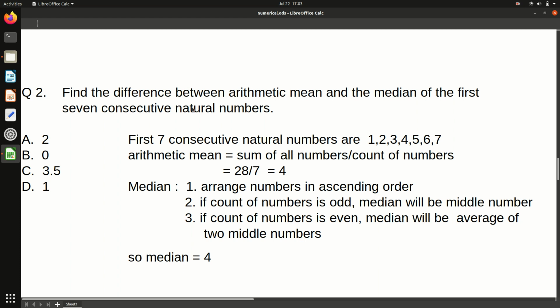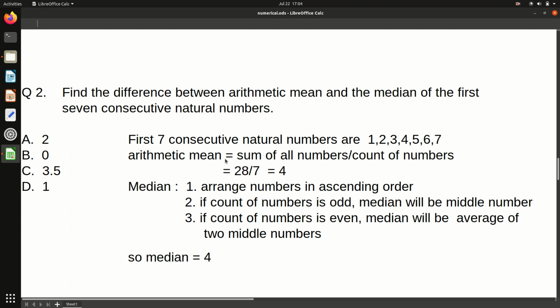So see, whenever it is natural numbers, it means it will start from 1, and if it had been whole numbers, it would be from 0. So this is natural numbers, so 1 2 3 4 5 6 7. For these numbers, at first calculate the mean, then the median, and just take the difference. That's all. I hope you are all aware of the formula of mean. Mean basically means average. So I have written here, arithmetic mean is equal to sum of all numbers divided by count of numbers.